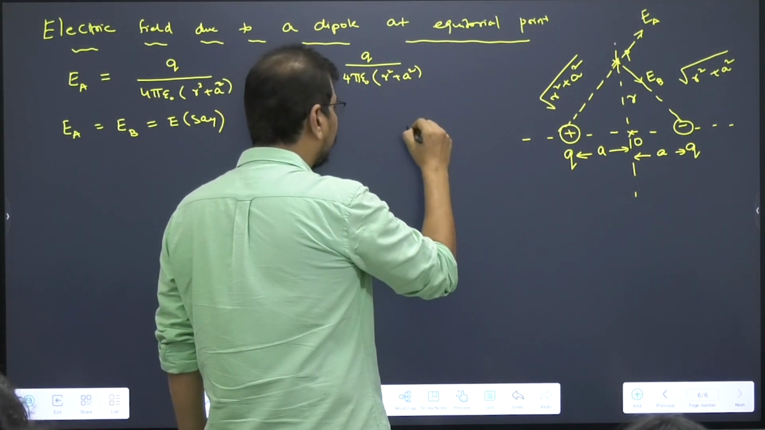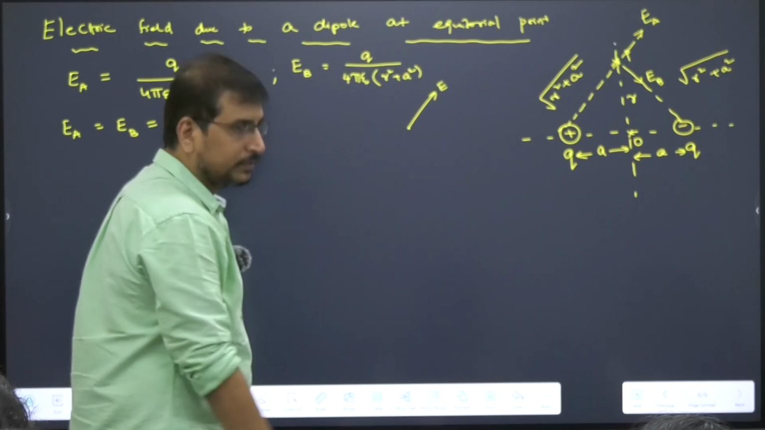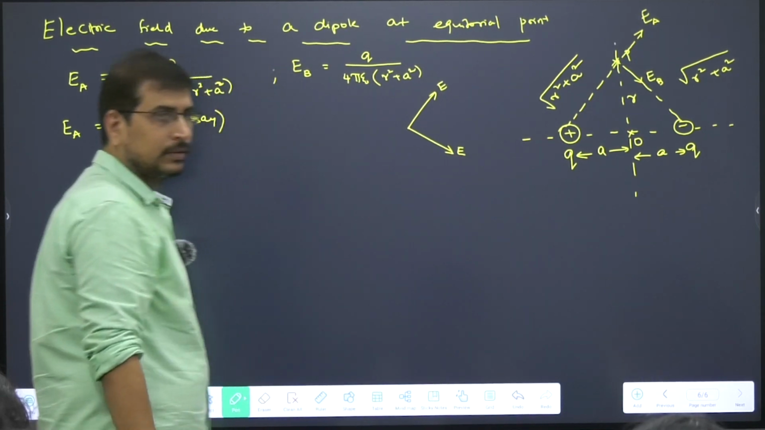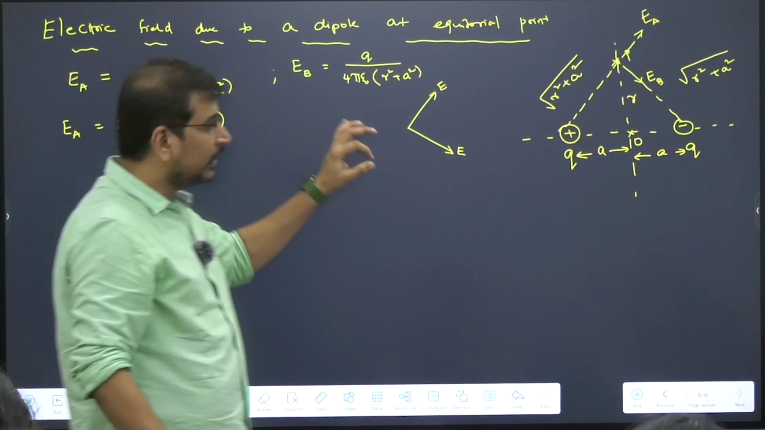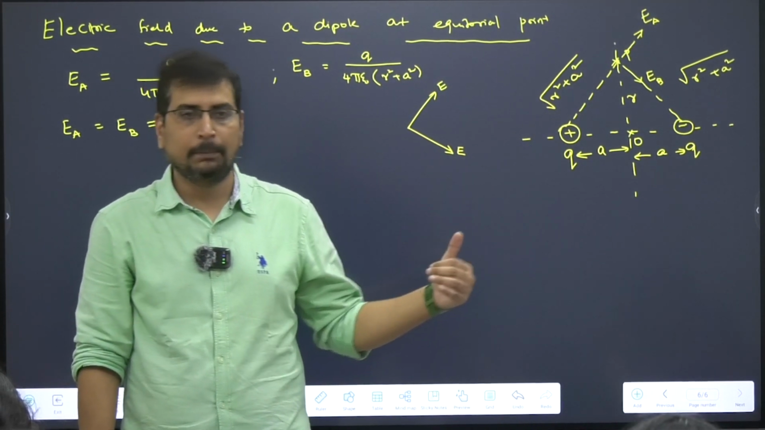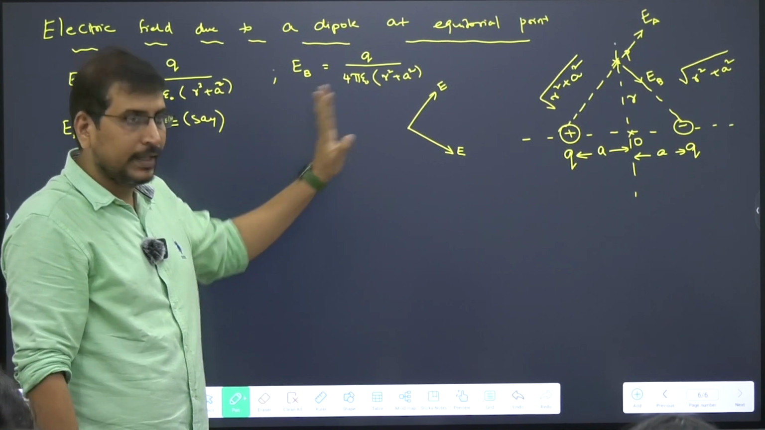So if I take this point P, one electric field is like this and the other electric field is like this. And we know that when we have two coinitial vectors, we need to take the resultant where we apply the parallelogram law of vectors. So where is the resultant going to be? It will be a diagonal.